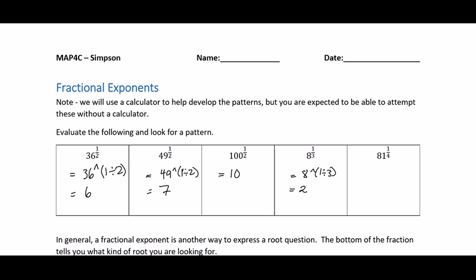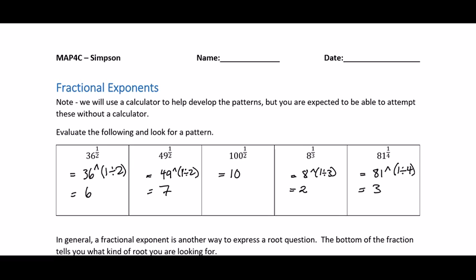And the next one we have here is 81 to the 1/4. One divided by 4, and your calculator gives you 3.